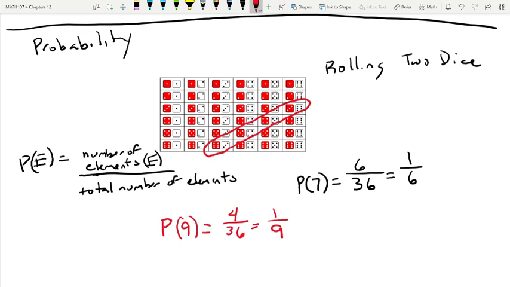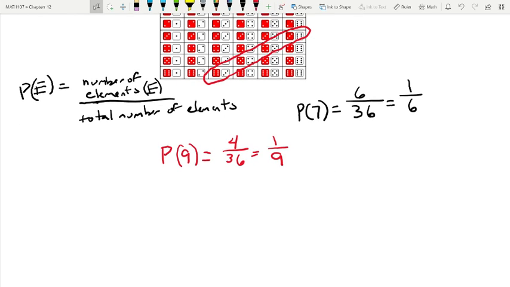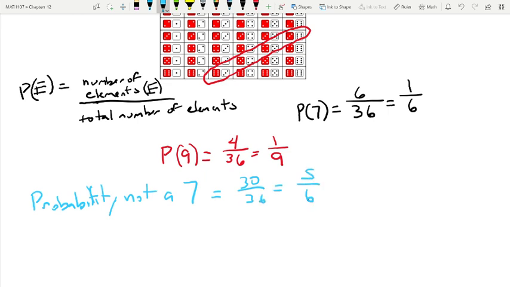As long as I have my chart here in front of me, we said that the probability of rolling a 7 is 1 out of 6. So what is the probability of not getting a 7? Well, there are 6 outcomes that are a 7, so that would mean there would be 30 out of the 36 that are not. And of course, this would then be 5 out of 6.